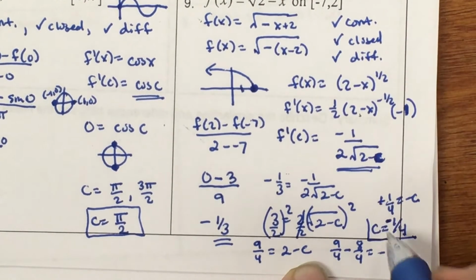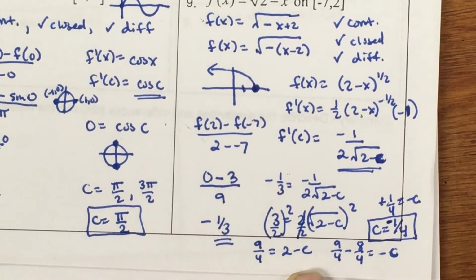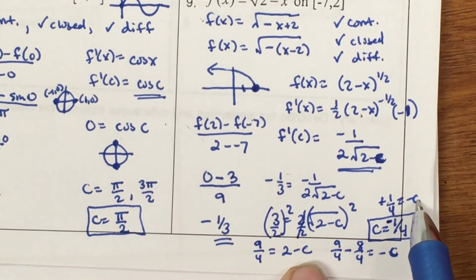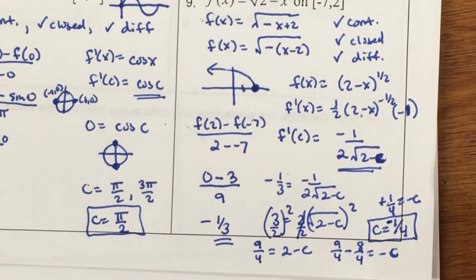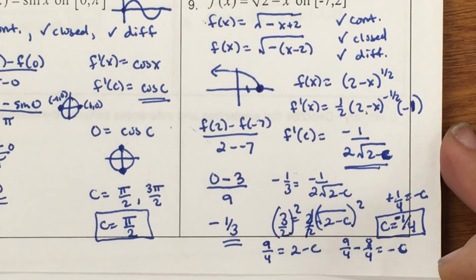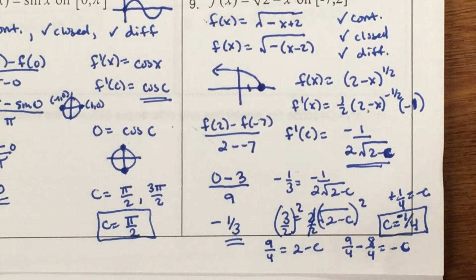Which is on that interval. Let me say that again. 9/4 minus 8/4 is 1/4, but it equals negative c. So you divide by a negative, and you get positive c equals negative 1/4. All right, that's it for this side, and we're going to flip it over in just a moment.